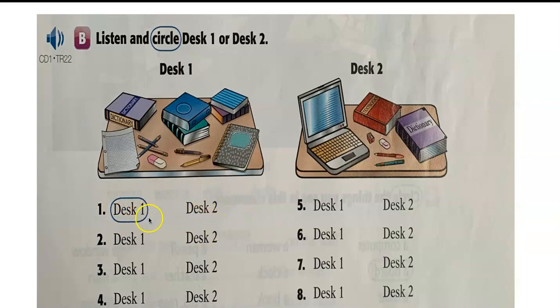Number 1 is always your example. Remember, number 1 is your example. So look at the things that you have here. In desk 1, you have a dictionary, paper, pencils, pens, 1 eraser, books, and a notebook. In desk 2, you have a computer, a book, a dictionary, 1 eraser, 1 pencil sharpener, and those are pens, okay? So you are going to work in this, okay? Ready.